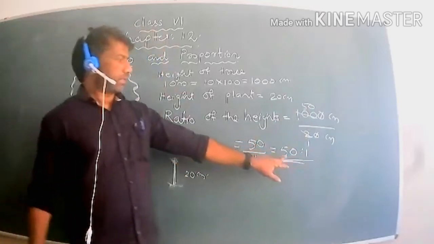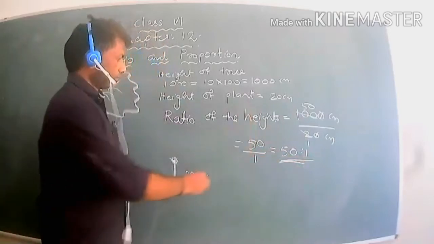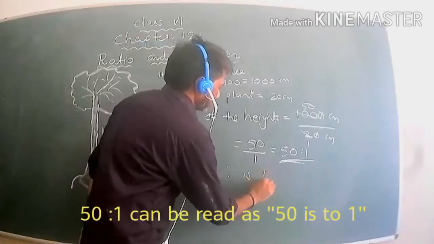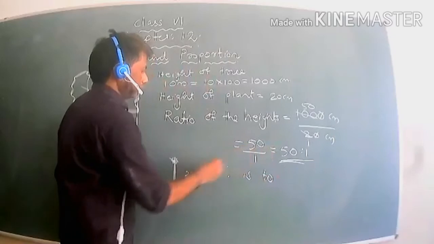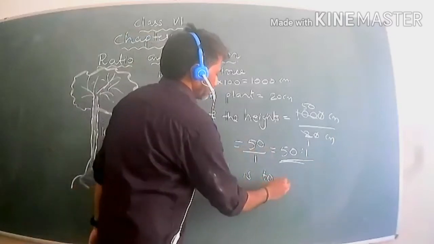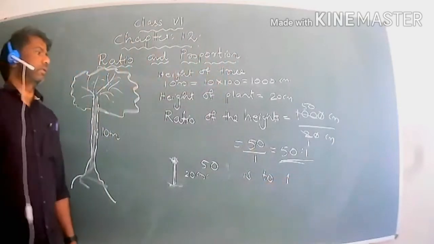So ratio we are writing like this: 50 is to 1. These two dots you have to read as is to. How can you read this? 50 is to 1. So this is how ratio is represented.